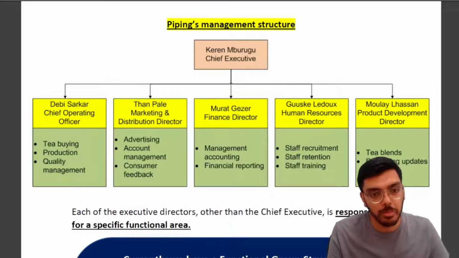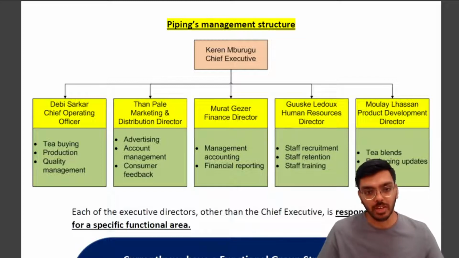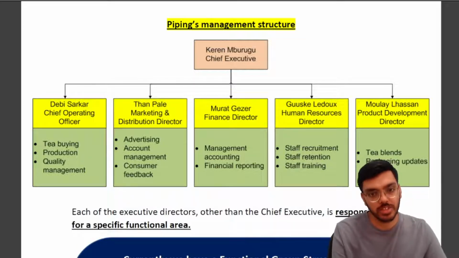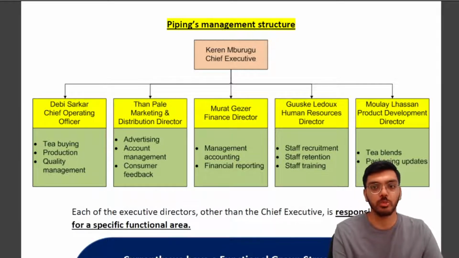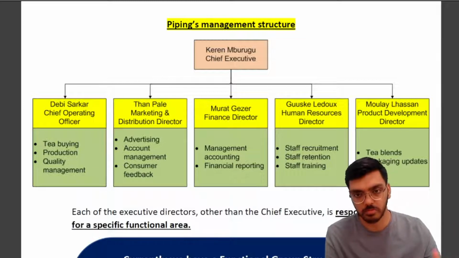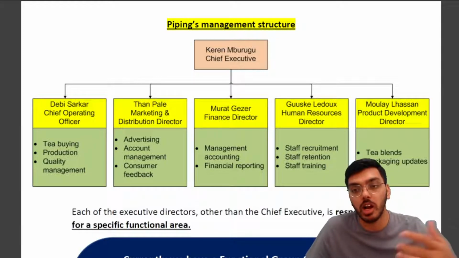Next, we have Than Pale, who is the marketing and distribution director. So obviously, advertising, account management, and customer feedback fall under his remit. Then we have Murat, who is the finance director, who deals with management accounting and financial reporting. Then we have Gus Ledo, who is the human resource director; recruitment, retention, and training fall under his remit. Then we have Mule, who is the product development director, who deals with tea blends and packaging updates.